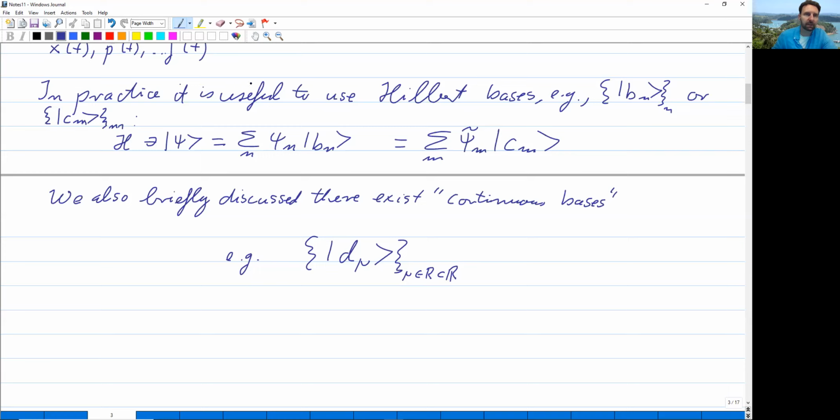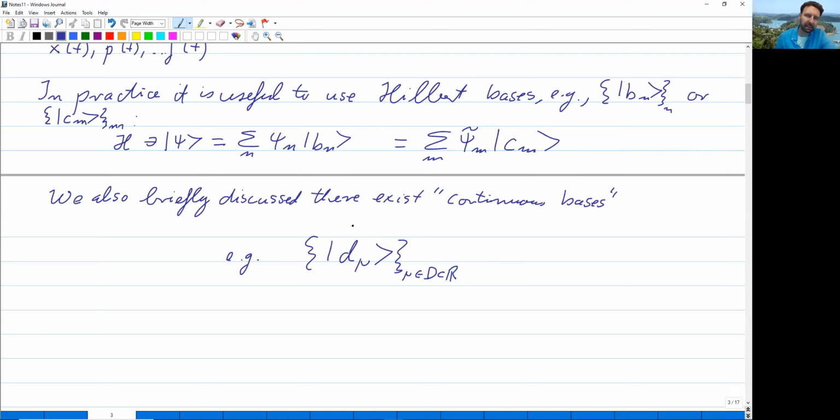So R is just a name. Let me change that so that it's not confusing. Let's call this D. Okay, so mu is some set of real numbers, like an interval. It's a continuous set. Mu could be running through all the reals, or just the positive reals, or just from 1 to 5, or anything like that. So we can also have these continuously labeled bases.